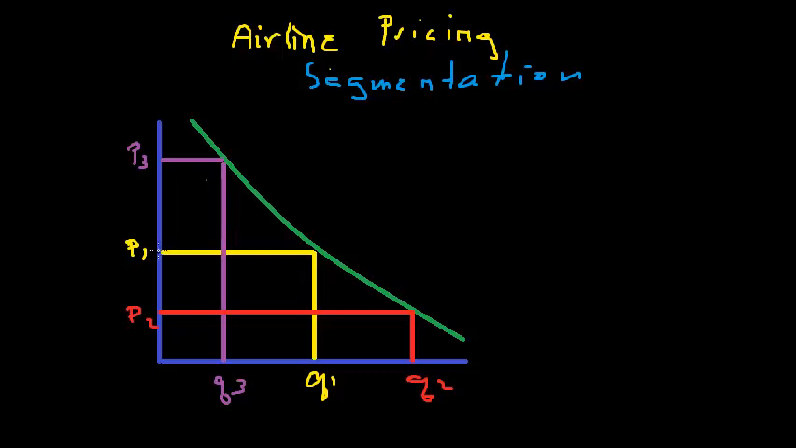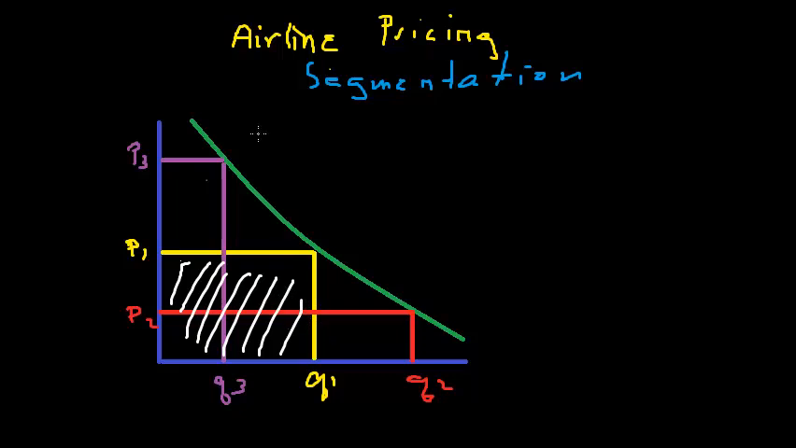We started out by saying, well, what if the airline only had one price, P1? Well, the demand curve tells us that at price P1, the airline would sell Q1 seats, and at that price and quantity, the airline would be able to capture this amount of revenue. Remember, the revenue is equal to price times quantity, and price times quantity is represented by this rectangle under the curve.